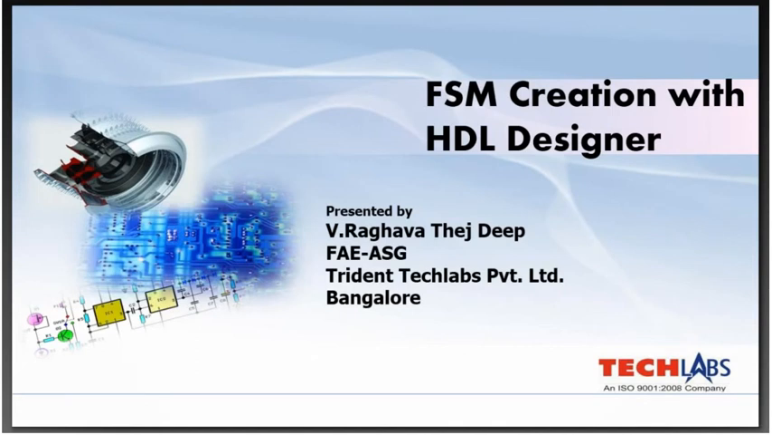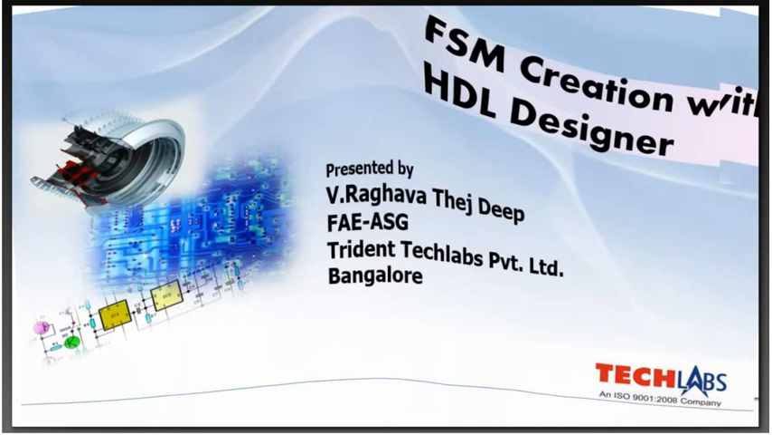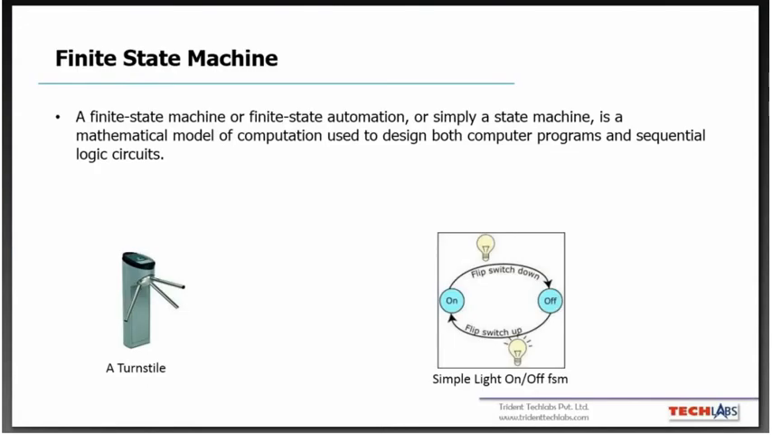So what is a state machine? A state machine, or a finite state automaton, or simply a state machine, is a mathematical model of computation used to design both computer programs and sequential logic circuits. Which means there is a machine which has a finite, limited number of states, and it is used for sequential logic design. That is, it is interrelated, because we'll be having a clock in our design.